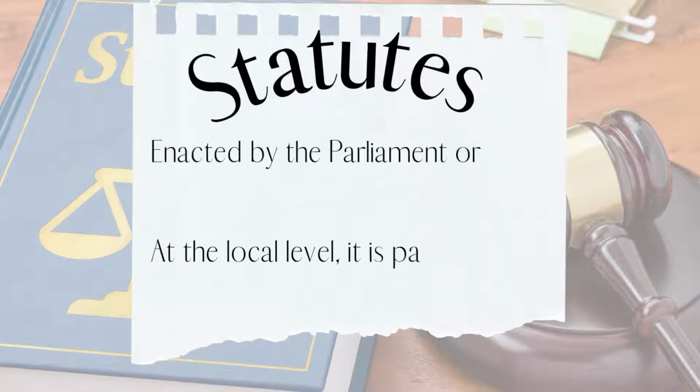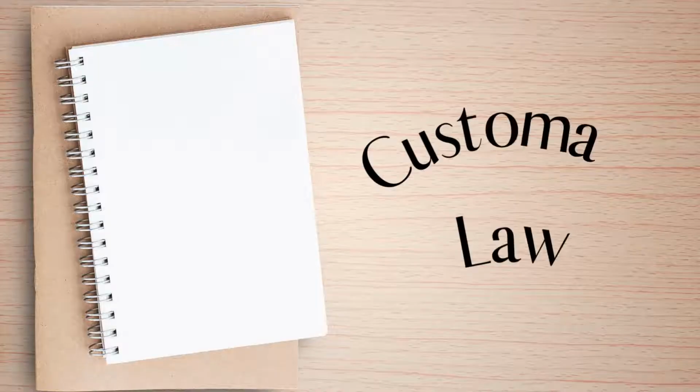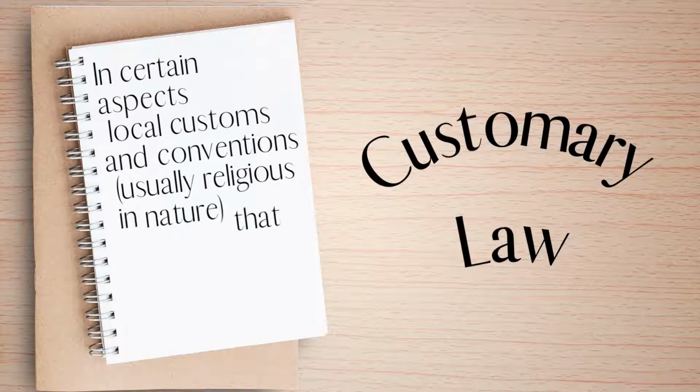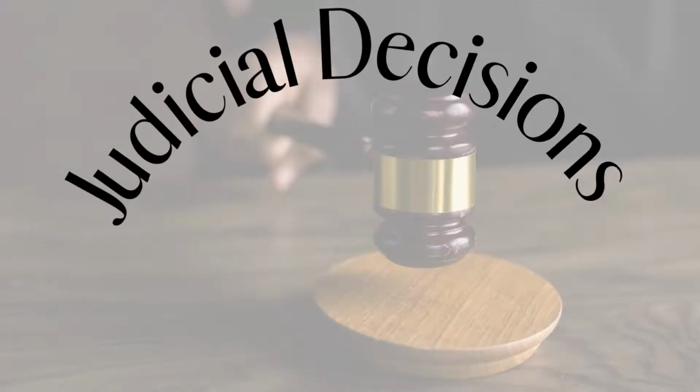Statutes are enacted by the Parliament or the state legislatures. At the local level, subordinate delegated legislation such as rules, regulations, and bylaws is passed by local authorities such as government departments, municipal corporations, municipalities, and gram panchayats. Customary law: in certain aspects, local customs and conventions, usually religious in nature, that are not against any statute or morality are also applicable.